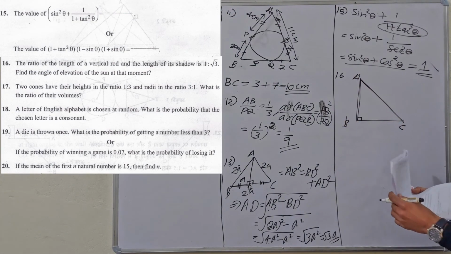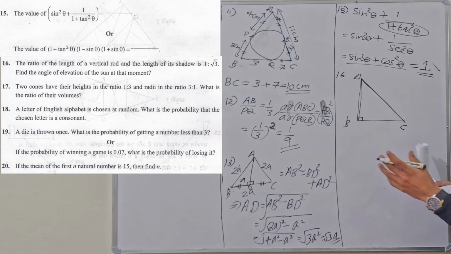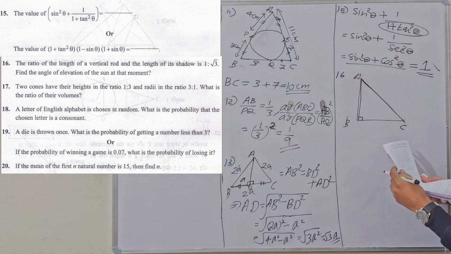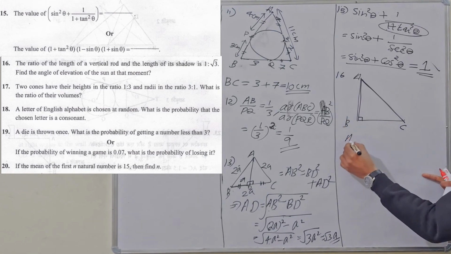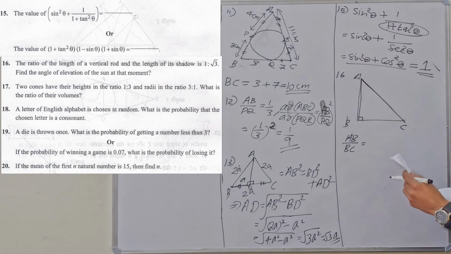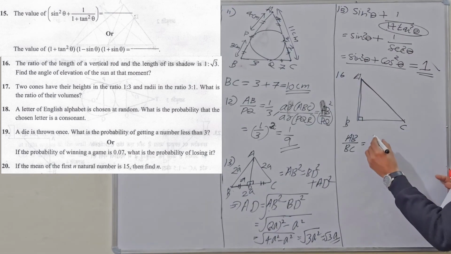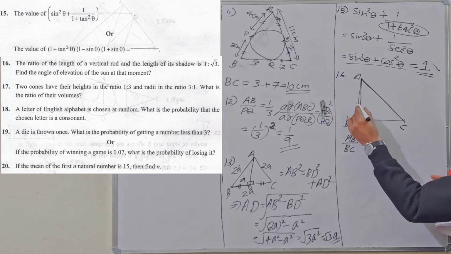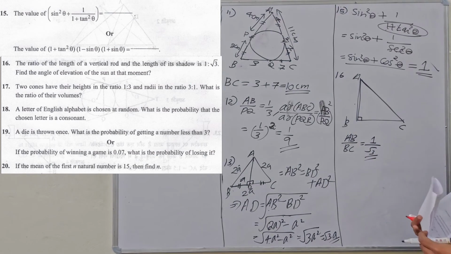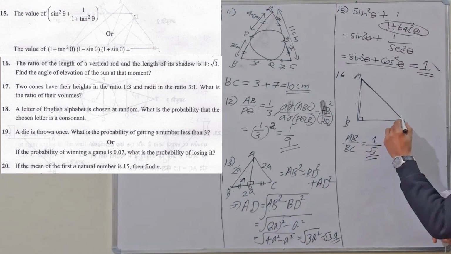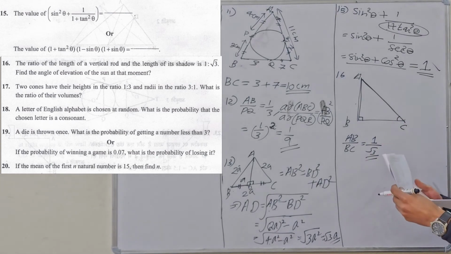Now I need to draw the triangle. Just for understanding, I am here drawing the triangle. The ratio of the length of the vertical rod, that is AB by BC, is equal to, the ratio is 1 is to root 3, that is AB by BC is 1 by root 3. Clear? What is actually this AB by BC?